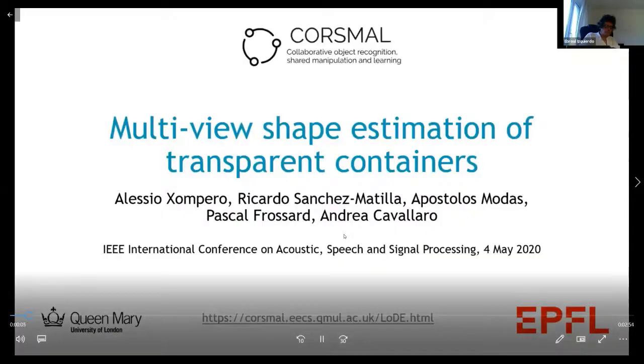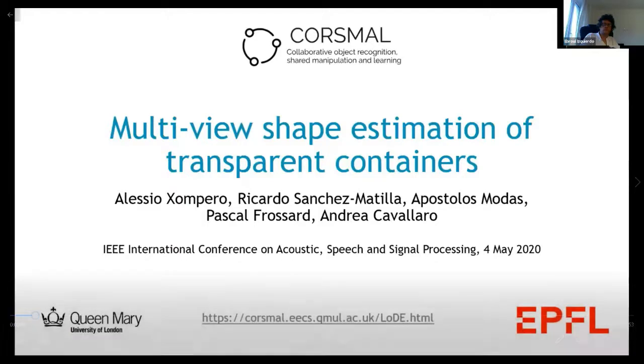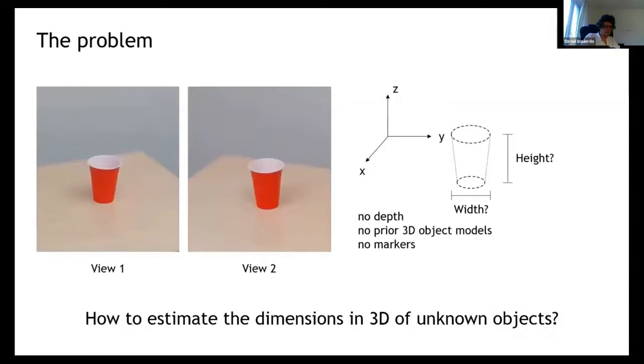Hi everyone, my name is Alessio and I'm very glad to present to you my recent work published in the International Conference on Acoustics, Speech and Signal Processing, along with my collaborators Ricardo Sanchez Matilla, Apostolos Modas, Pascal Frossard and Andrea Cavallaro. In our work, we were interested in how we could reconstruct the shape of an object that is unknown to a vision system consisting of two cameras with a wide baseline, and also how we could estimate the dimensions from the shape of the object in 3D, by which I mean width and height.